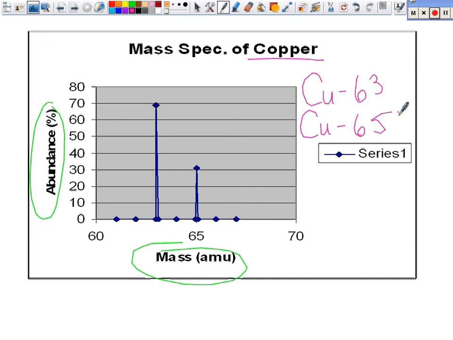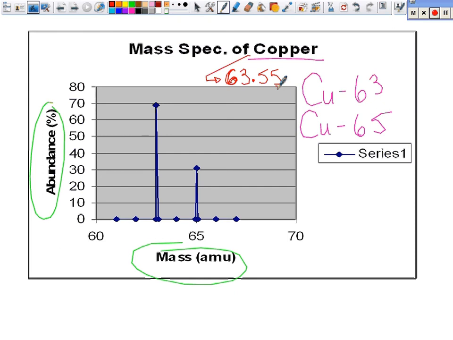All right. So, what is the average of 63 and 65? 64. However, here's your test. What is the actual mass of copper on the periodic table? Does anybody know? Very good. 63.55. All right. So the actual mass of copper is 63.55. But the average is 64. So where did they come up with this number from?